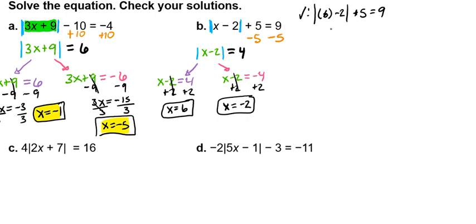So the absolute value of 6 minus 2 is 4. And the absolute value of 4 is 4. And 4 plus 5 is, in fact, 9. So those match. And we'll check our second one.